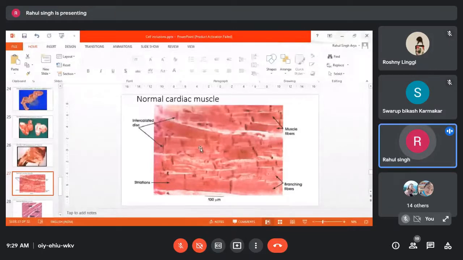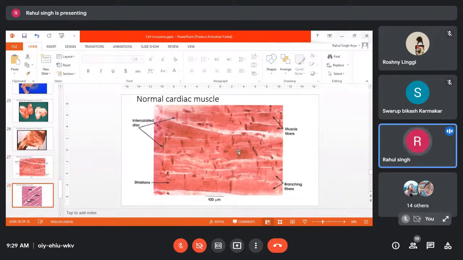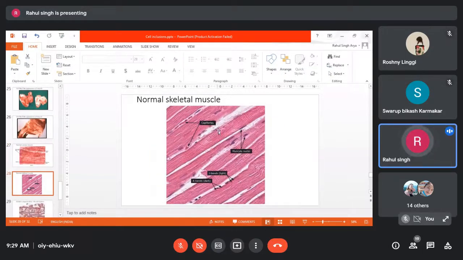This is normal cardiac muscle. You can see intercalated discs are there, fibers are there. Somewhere the evidence of nuclei is also there. Okay, and this is the normal skeletal muscle, cross striated. You can see numerous cross striations and the presence of nuclei here. Blood capillaries. You can see it is cross striated, isn't it?